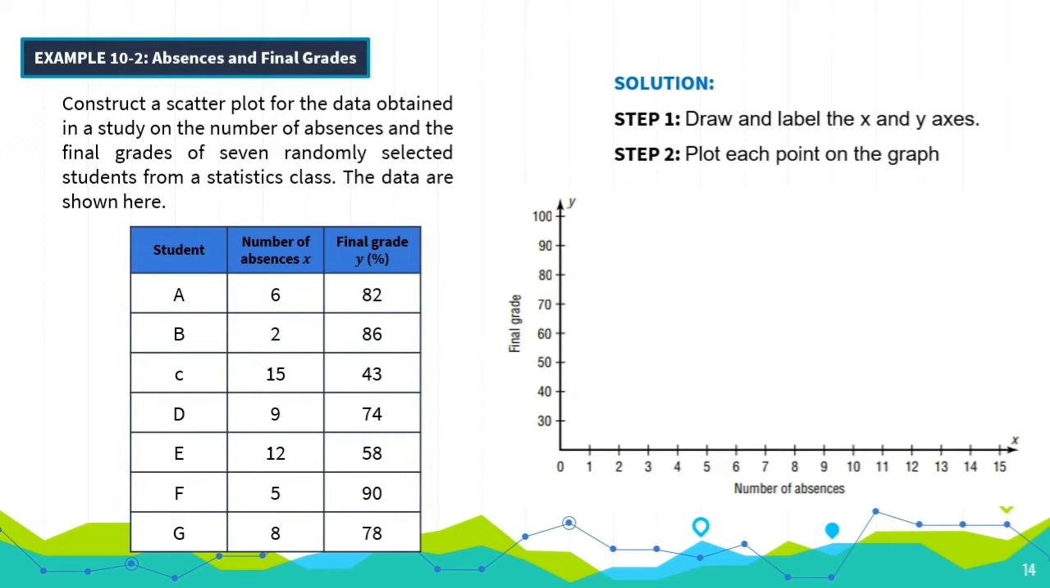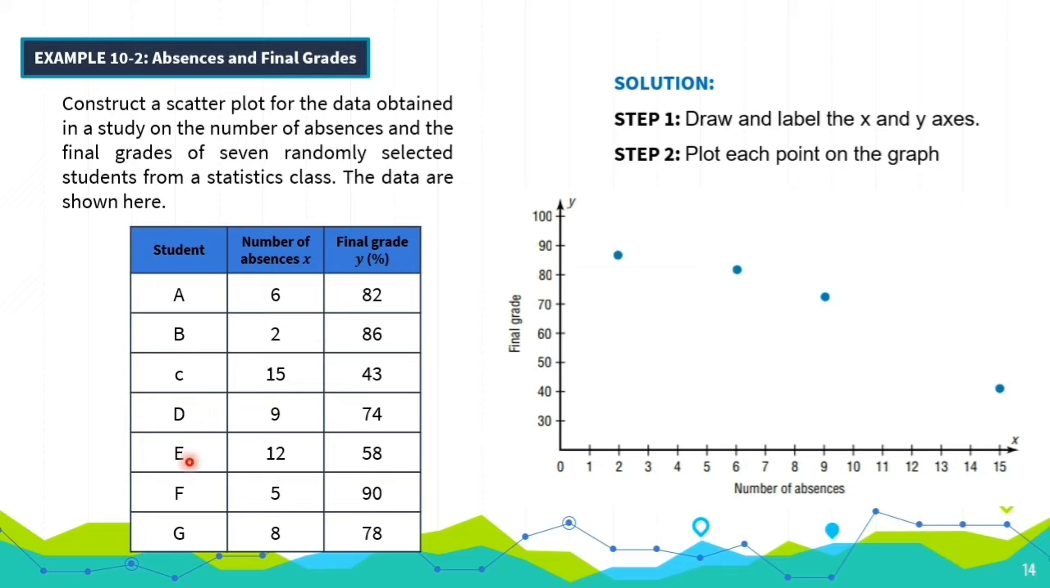For step 2, we plot each point on the graph. So for student A, the x-axis is 6 and the y-axis is y. And this is the point. For student B, we have 2 as the x-axis and the y for the y-axis. And this is the point. For student C, we have 15 as the x-axis and 43 for the y-axis. And this is the point. Next, for student D, we have 9 as the x-axis and 74 in the y-axis. So this is the point.